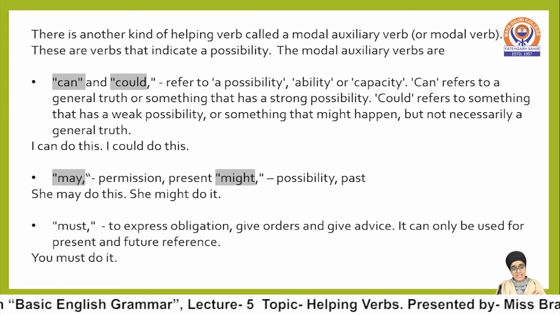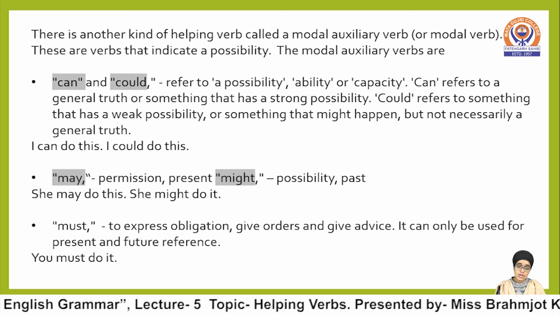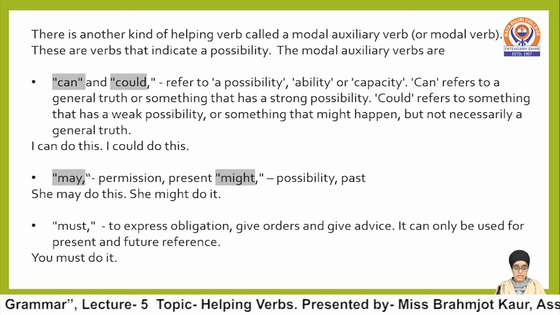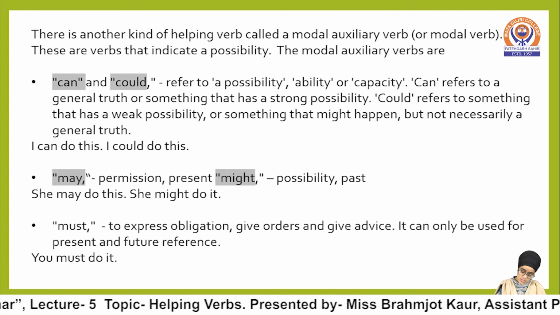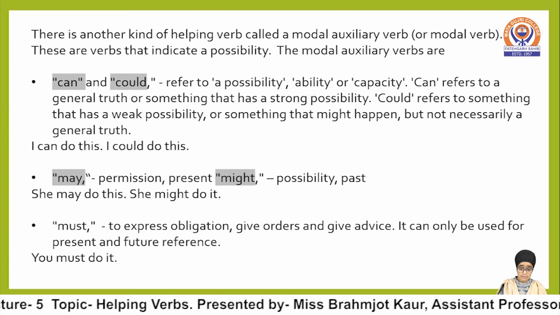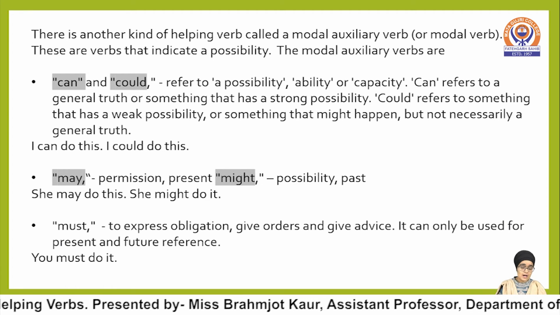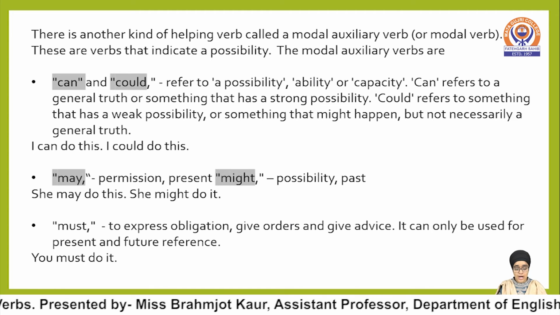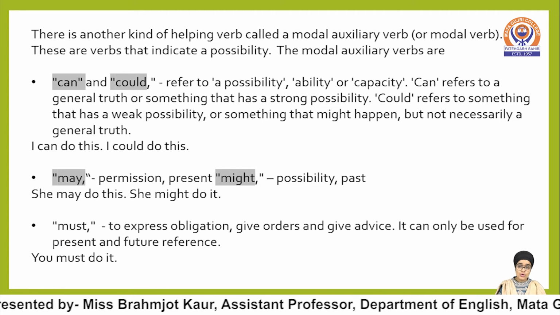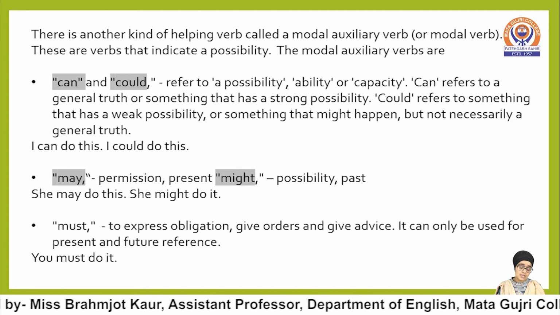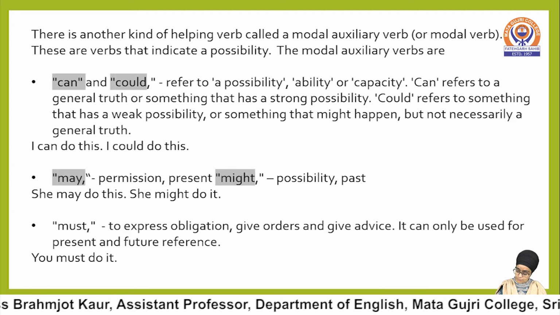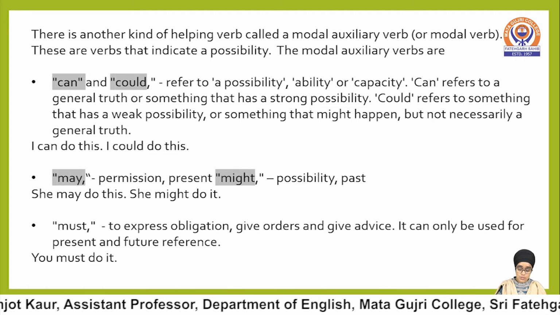Okay. Now there is another kind of helping verb which is called modal auxiliary verb. These are verbs which indicate some possibility, some plausibility. Modal auxiliary verbs are of various kinds: can, could, may, might, must, ought to, shall, should, likewise. So we'll just discuss in brief the usage of these verbs.